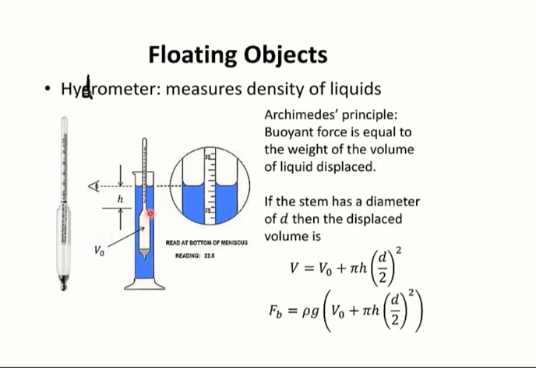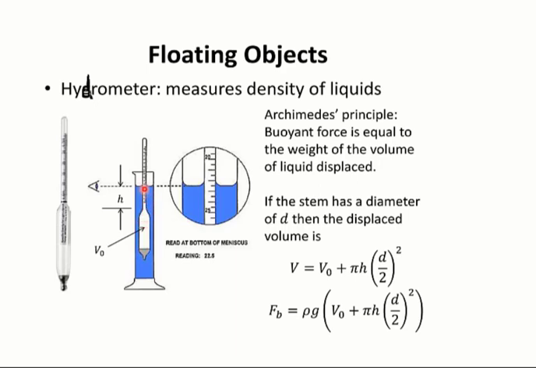Okay, so the total volume occupied by this instrument under this liquid should be the volume V0 plus this small volume whose height is h. Okay, so as this is cylindrical, its volume should be pi times this height h times the radius of this stem squared. So if its diameter is d, then its volume can be written as this expression. So this is the total volume occupied by this object under water.